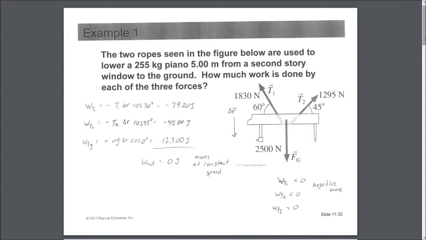If there's any net work, when we take into account all the forces, that can either increase or decrease the overall kinetic energy. If it's 0, there's no change in kinetic energy. If we had positive net work, the kinetic energy would be increasing, and if we had negative work, it would be decreasing the kinetic energy of the system. So in this particular case, we're lowering this piano, and it is moving at a constant speed, apparently. Okay.